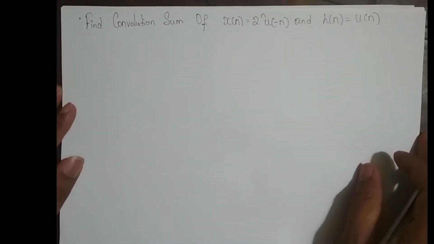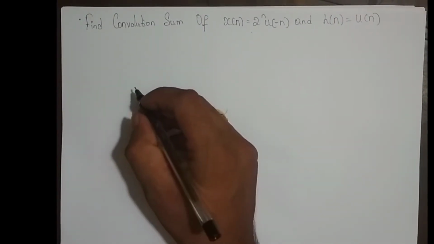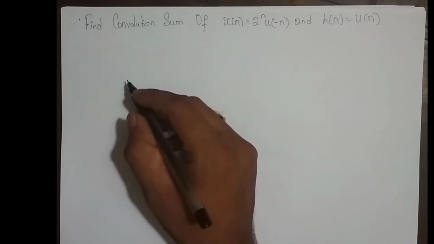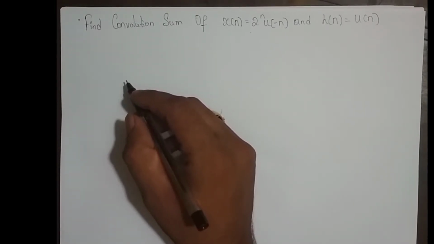Hey guys, this video will take up one more example on finding the convolution sum of an infinite length sequence. So it's better I just solve it in a single video. In case it takes longer, please have patience and follow step by step.